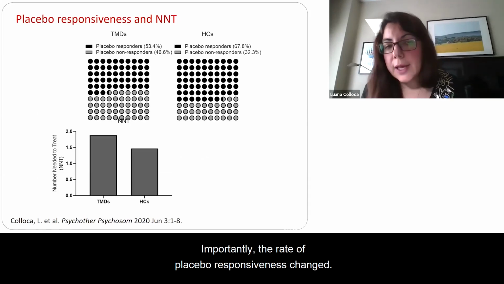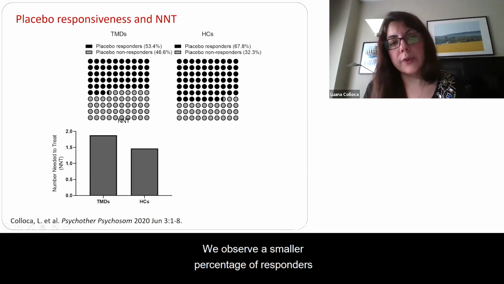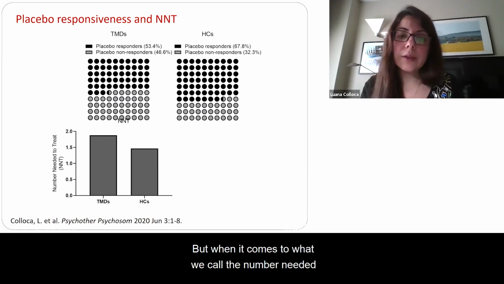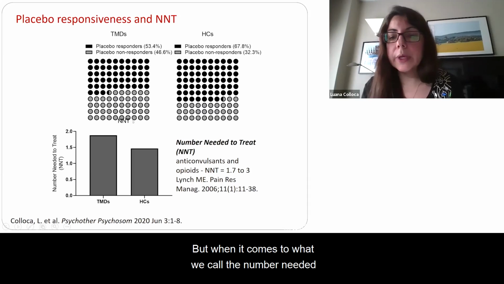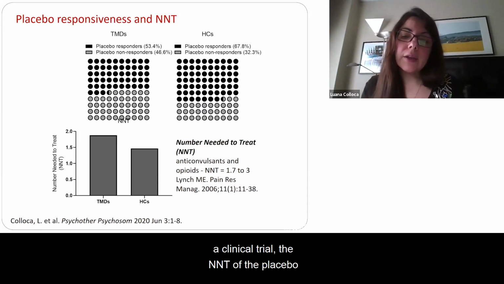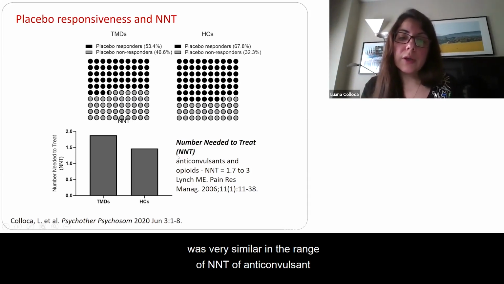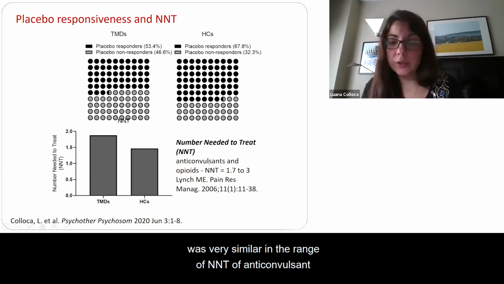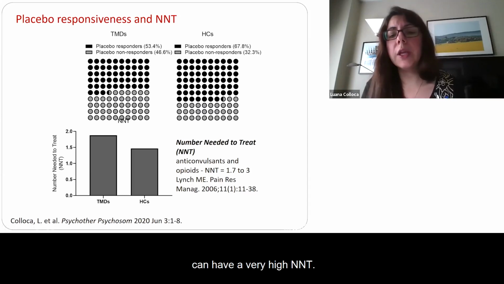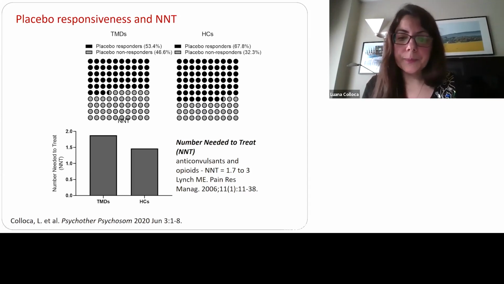Importantly, the rate of placebo responsiveness changes. We observe a smaller percentage of responders in chronic pain patients as compared to healthy participants. But when it comes to what we call the number needed to treat, that is very important when we run a clinical trial, the NNT of the placebo was very similar, in the range of an NNT of anticonvulsants and opioids, suggesting that placebo can have a very high NNT.